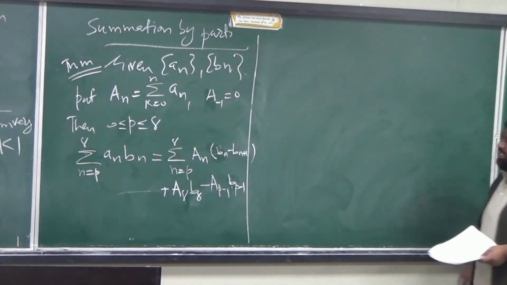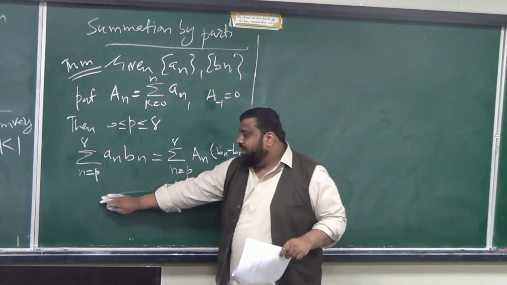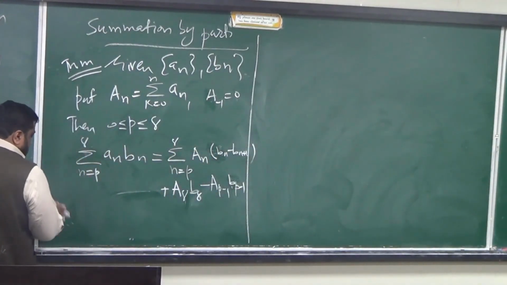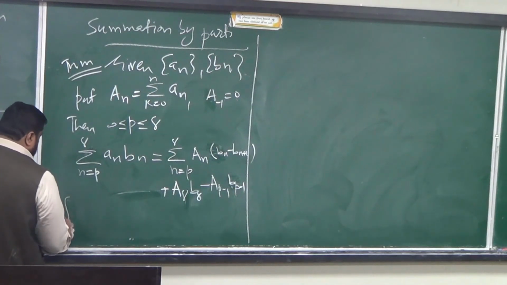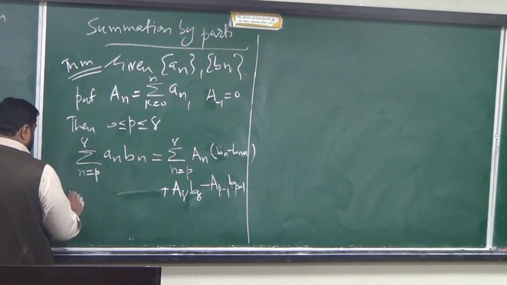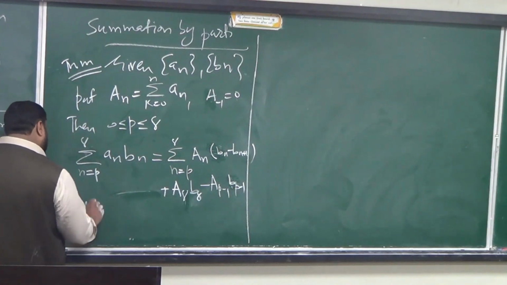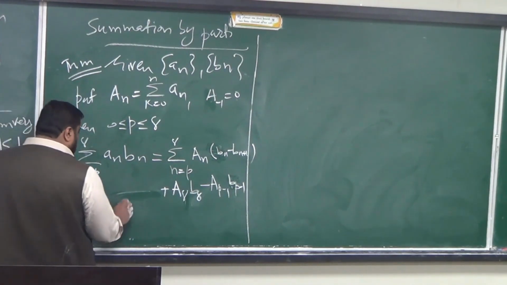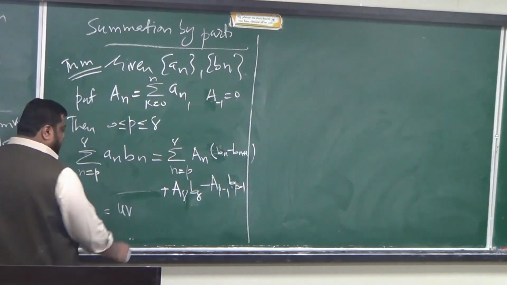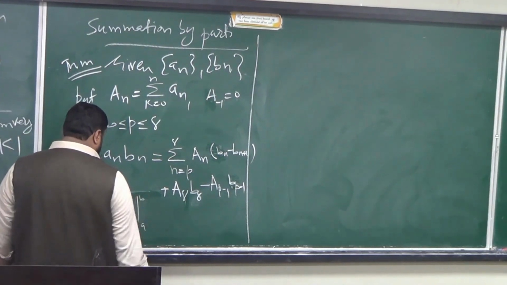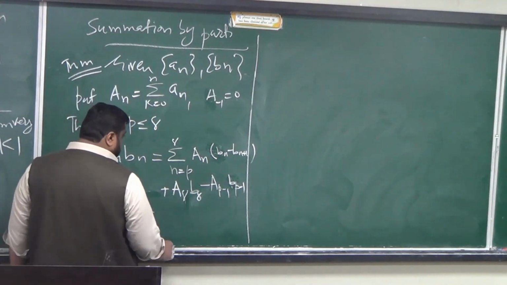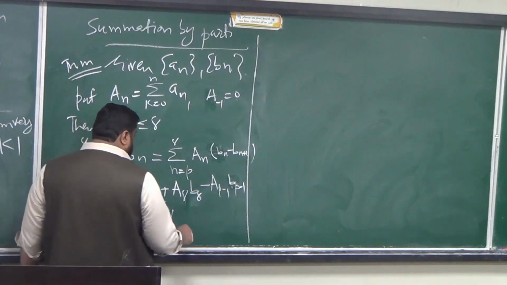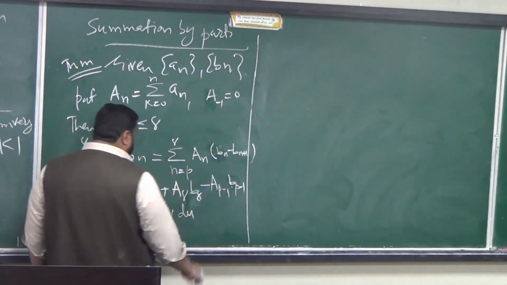So let's try to see what the analogous formula is. Integration by parts: you have the integral from a to b of u dv, which is going to be equal to what? You have uv from a to b, minus the integral of v du.